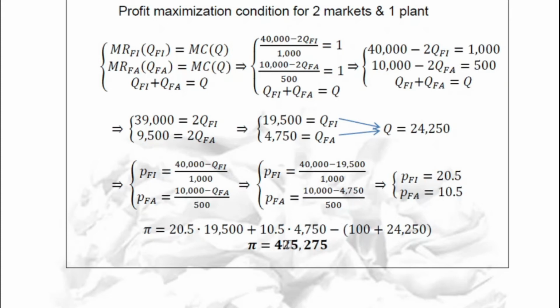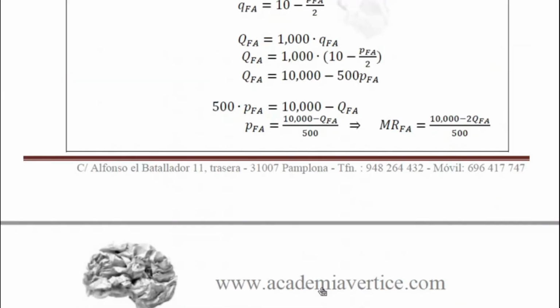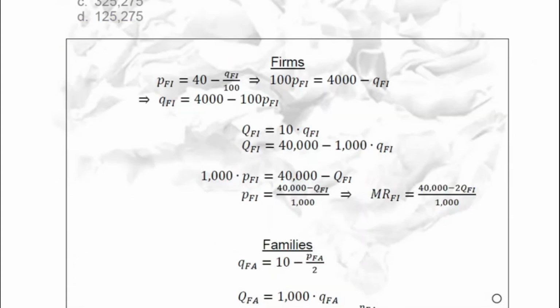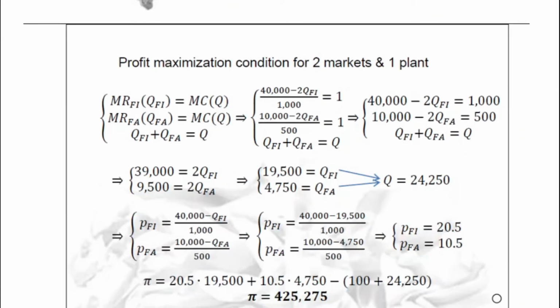So now profits: revenues from firms and revenues from families minus my costs, which was 100 plus Q. So these are the profits, 125,000, etc. Okay, this is an easy, typical third-degree price discrimination exercise. You shouldn't have problems with it.